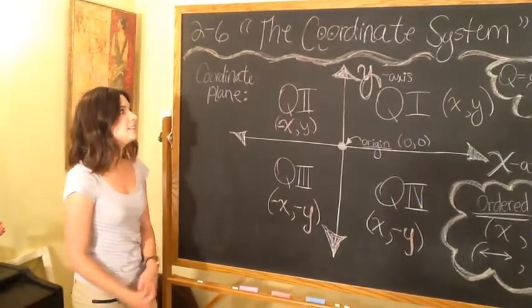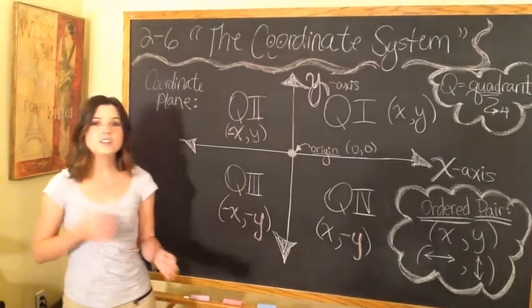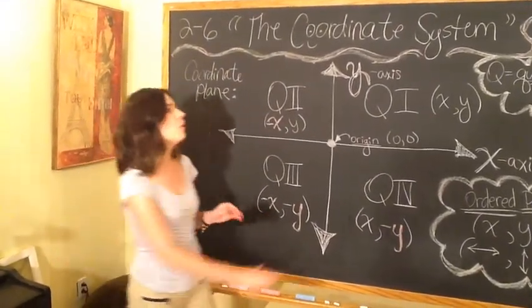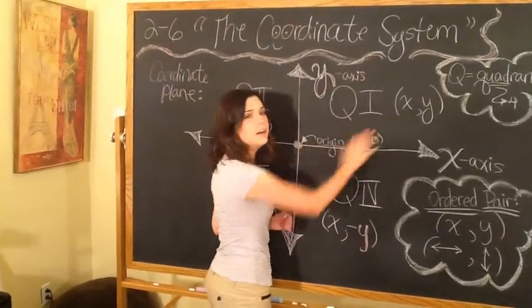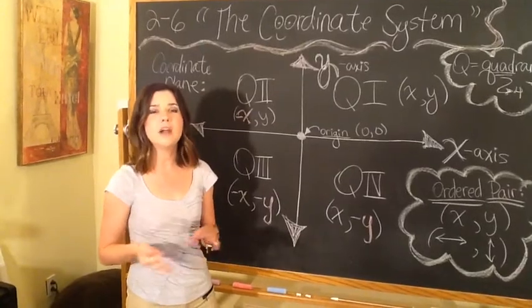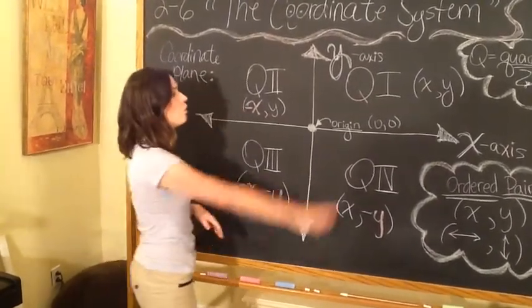Lesson 2.6. Today we're going to be talking about the coordinate system. We've already talked about the coordinate plane a little bit last chapter, but last chapter we were only working in this area. So we were working with only positive numbers and we were making scatter plots and graphing data and things like that. But this time we're going to be talking about the whole coordinate plane.